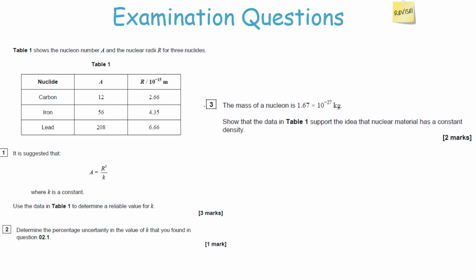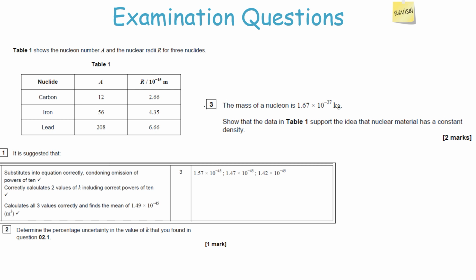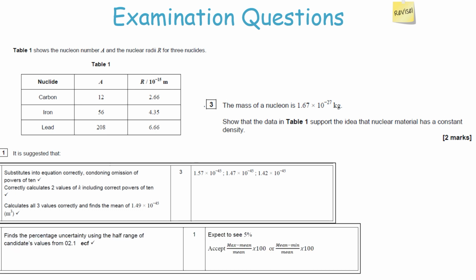So what you'd do for this first question is you'd rearrange it and make K the subject. You say K is equal to R cubed over A, then you do all 3 rows. You've got a value of R, you've got a value of A, work it through and get your answer out. Now you should really, because there are 3 values there, do all 3, then find the mean of the answers. Now when you've got your 3 values, you can work out your percentage uncertainty by doing your absolute uncertainty divided by the average value, which you worked out in the previous question, times by 100.